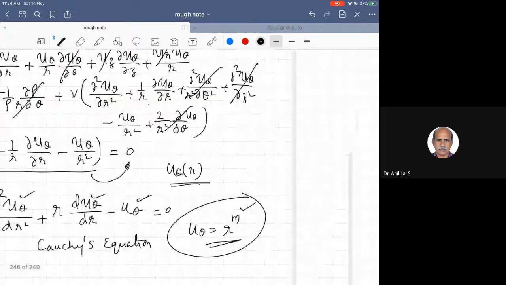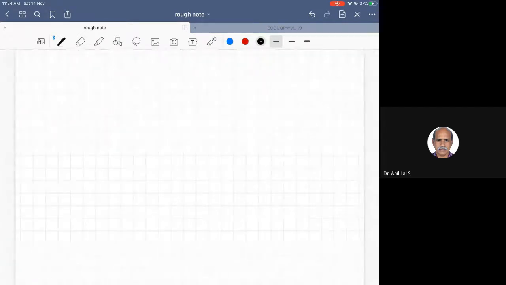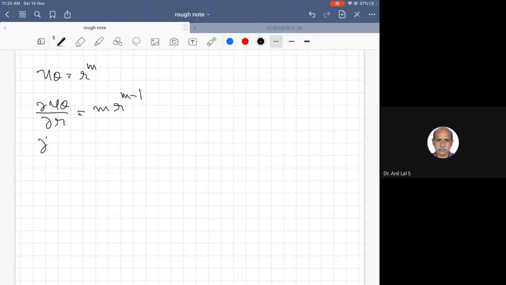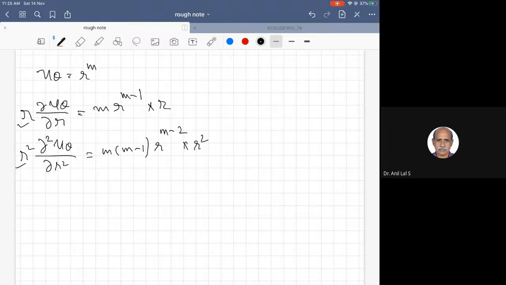So let us try that by finding out m. We have u theta is equal to r raised to m. Therefore, dou u theta by dou r is equal to m into r raised to m minus 1. Dou squared u theta by dou r squared is equal to m into m minus 1 into r raised to m minus 2. So we have the terms of the form r into dou u theta by dou r and r squared into dou squared u theta by dou r squared. Here there is an r and here there is an r squared because of these multiplications.